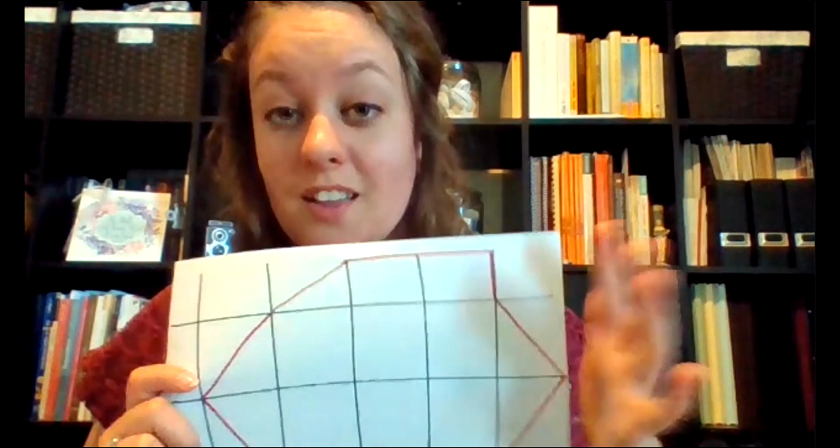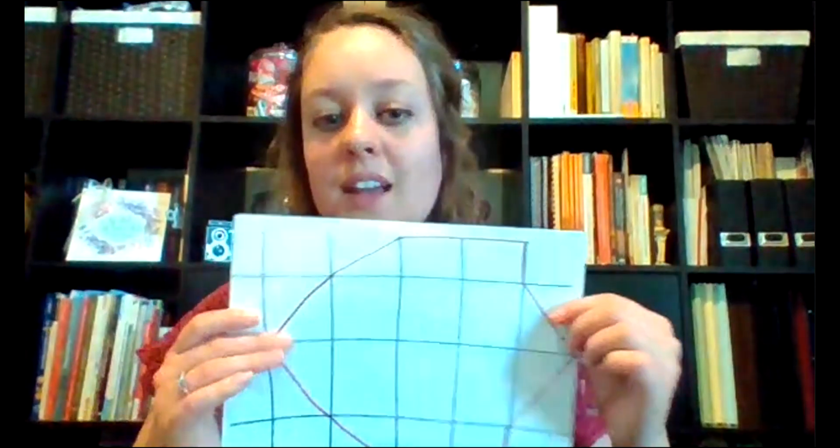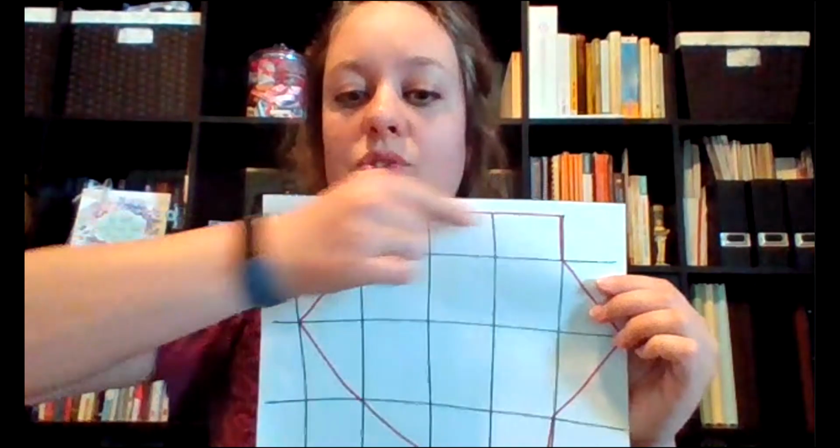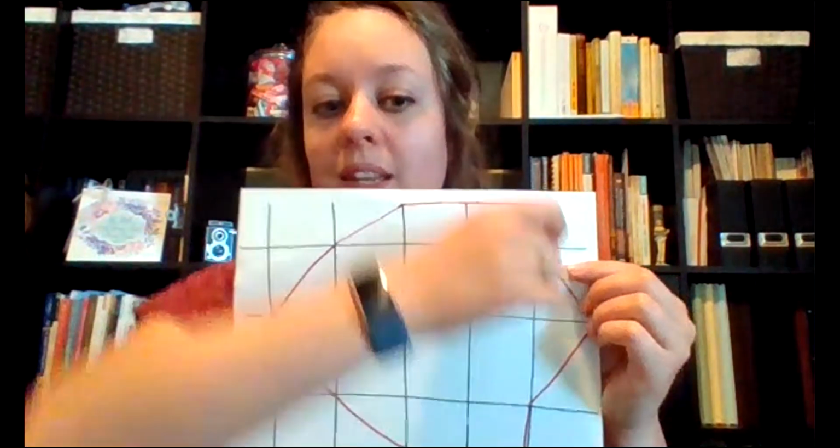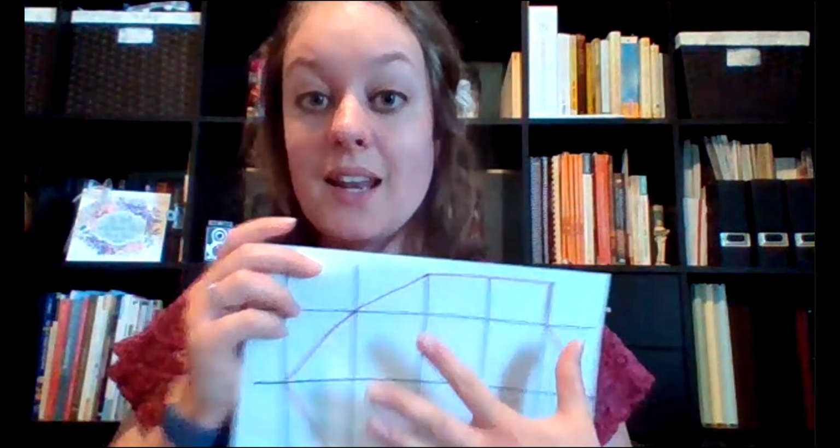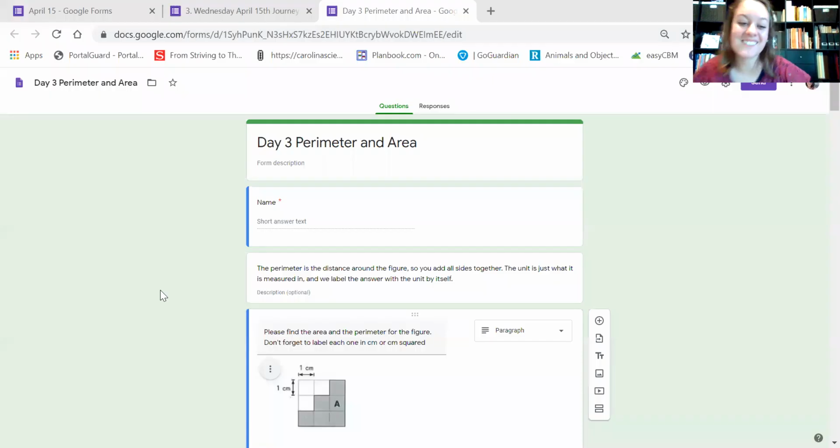So that's perimeter. Perimeter is the outside. It's like the distance around. It's like if I were to get a string and put it around this and then unfold it, it'd be how long that string is. So perimeter is the distance around, and area is the space inside that it covers. So for your specific math assignment, let me show you what it means.